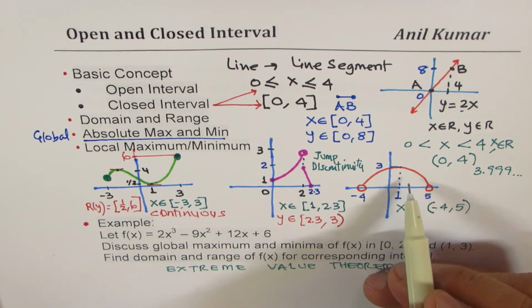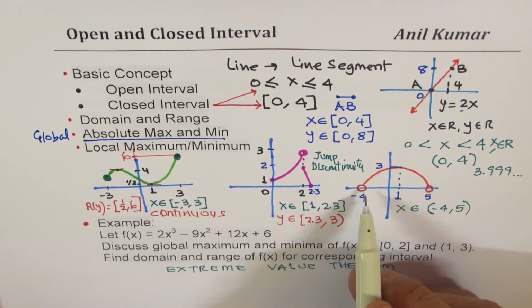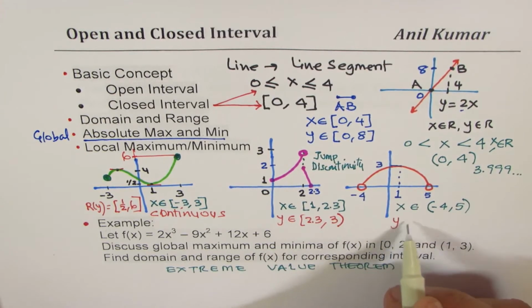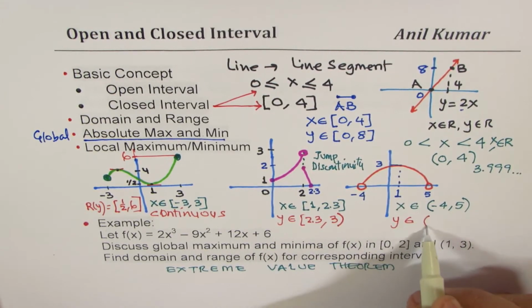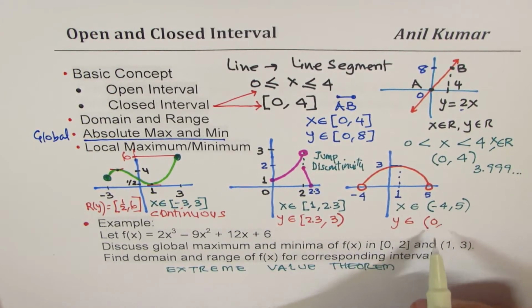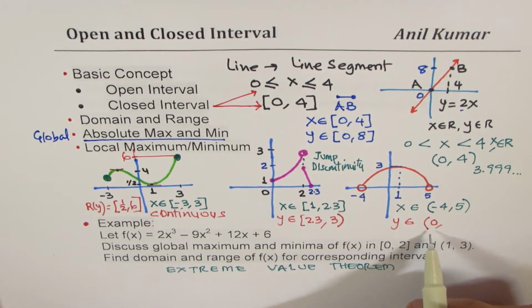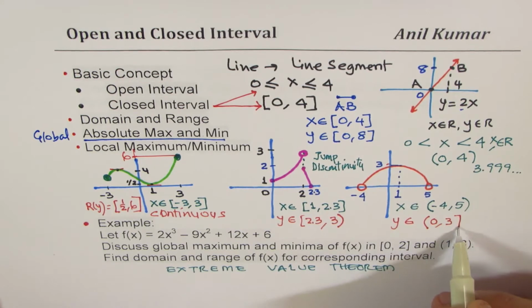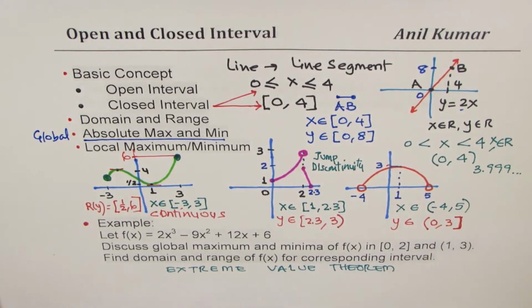The last example here, minimum is not defined. The minimum is open. So in this case, range will be y belongs to from 0 to, where 0 is not within square brackets, to 3. We know 3 is the maximum value, so I'm closing it with square brackets.